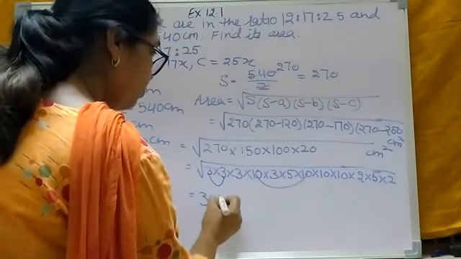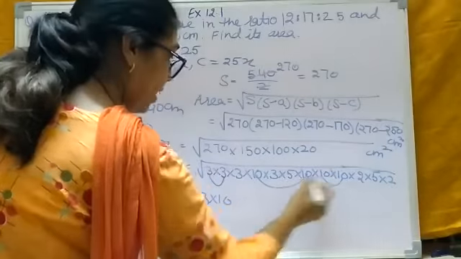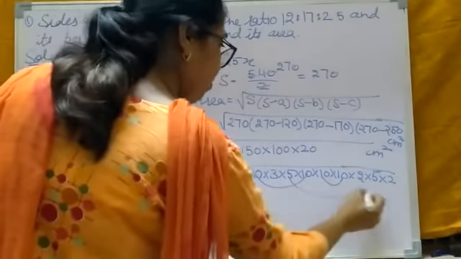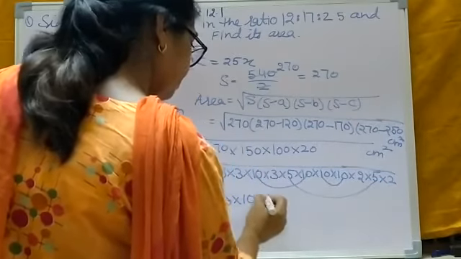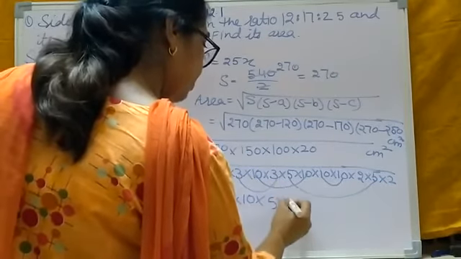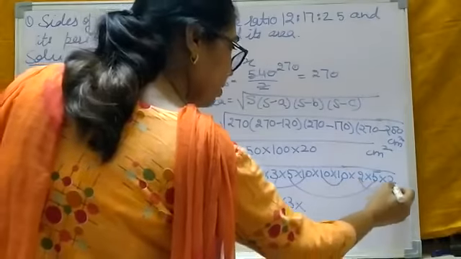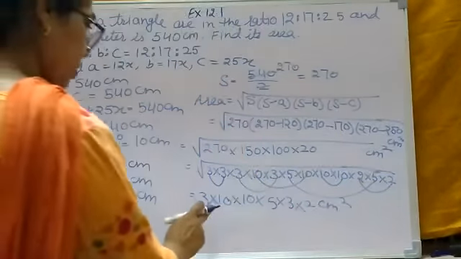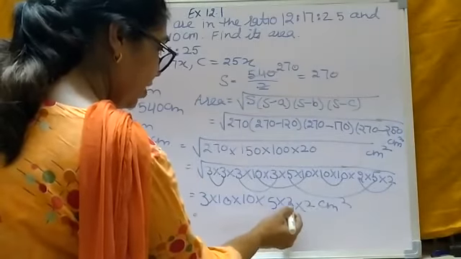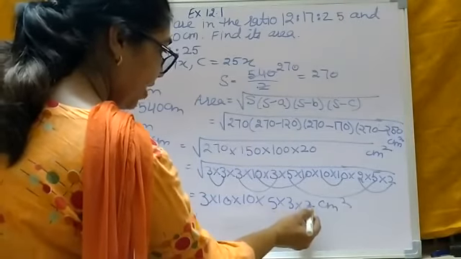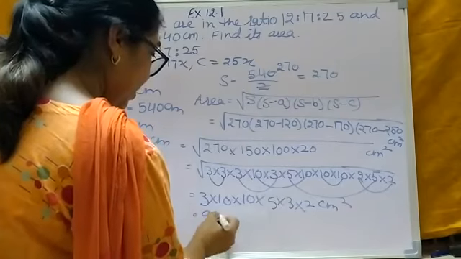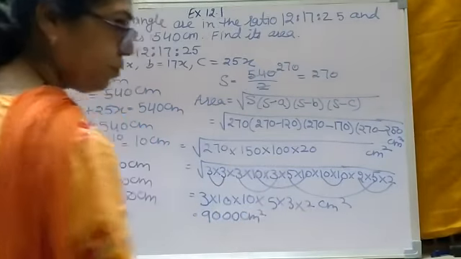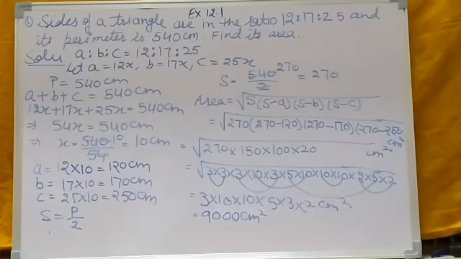3, 10, next 10, 5, 3 into 2 centimeter square. 3 5s are 15, 15 3s are 45, 45 2s are 90, 90 into 100 is 9000 centimeter square. Okay, thank you.